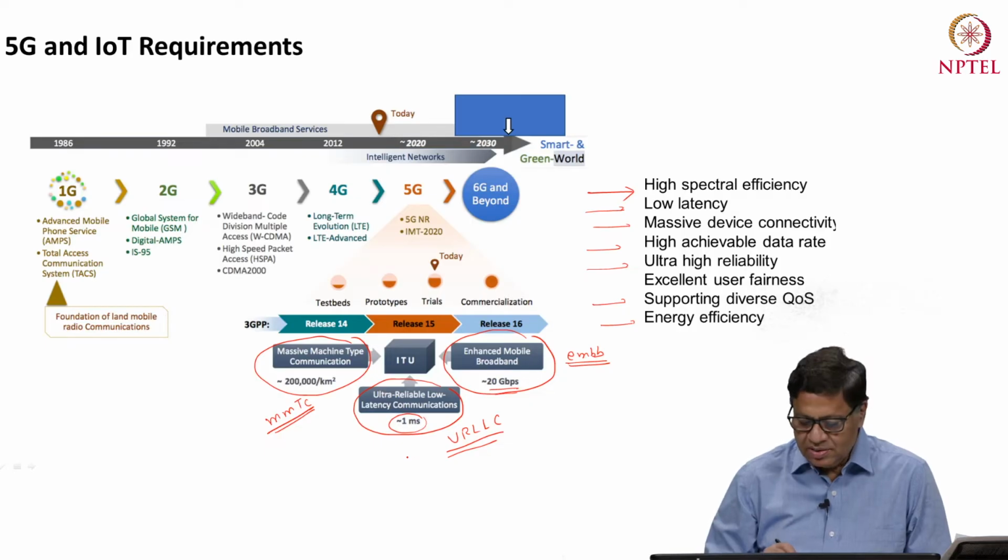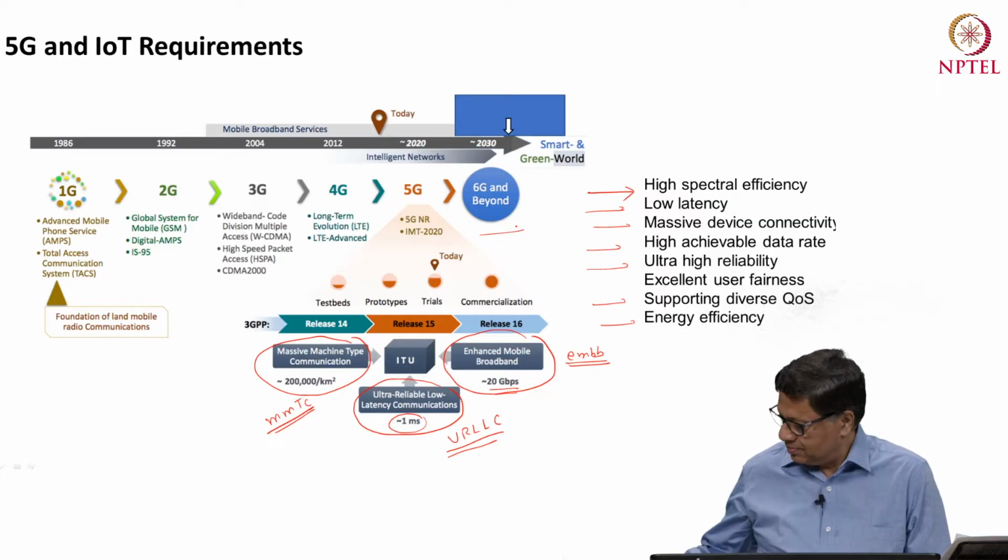Currently these systems are deployed in the network, and people have now started working on 6G and beyond. So these are some of the requirements of 5G and IoT: massive connectivity, ultra reliable low latency communication, and enhanced mobile broadband communication.